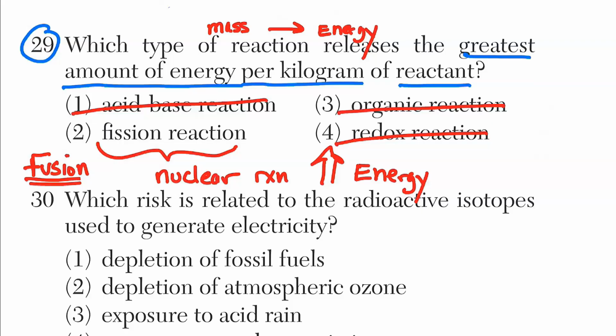Fission takes a large nucleus and splits it into smaller pieces. But fusion actually has more energy released because there's more mass missing, or more mass converted to energy. Some of the things that you need to know. Any case, this question was about number 2 being the answer because it's the only nuclear equation out of the 3. All right, on to number 30.